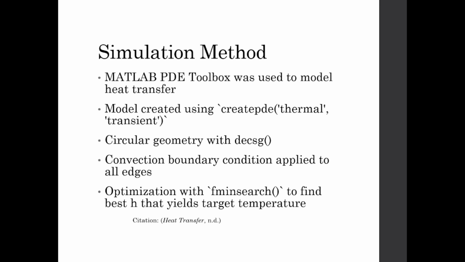The simulation method, because this cannot be solved by hand, is the MATLAB Partial Differential Equation Toolbox. The model is created using the function createpde with thermal and transient, and the citation below links to the MATLAB documentation for createpde. The circular geometry is defined with decsg, where we set up a convection boundary condition that's applied to all the edges of this circular geometry. Then we set up optimization with fminsearch to find the best heat transfer coefficient that yields our target temperature based on our boundary condition set up in the previous slide.